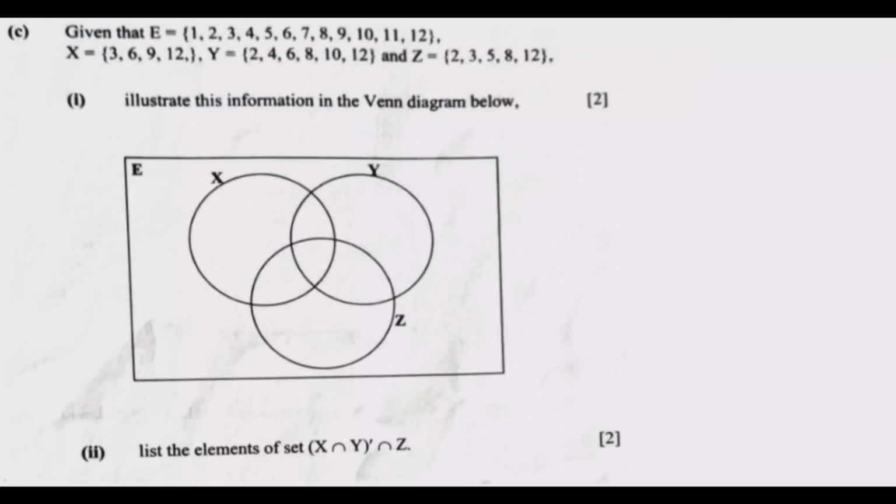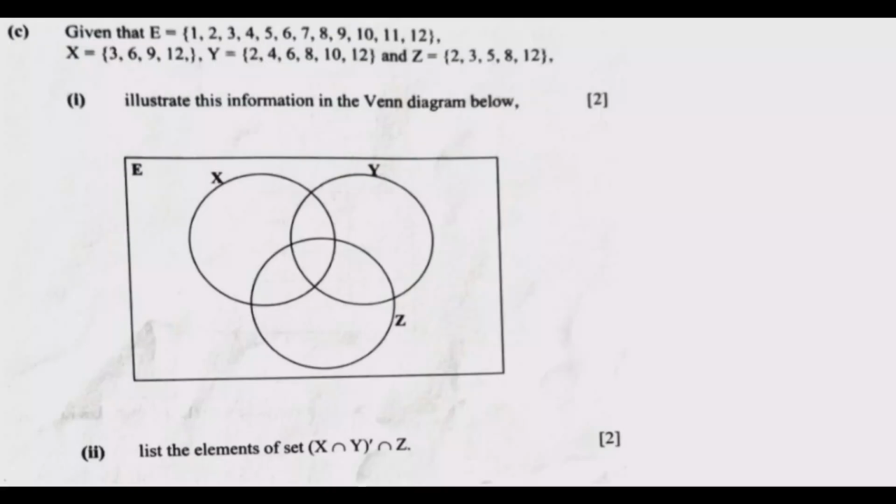Question 5c was as follows. Given that E, which is the universal set, is equal to 1, 2, 3, 4, 5, 6, 7, 8, 9, 10, 11, 12. Then x is equal to 3, 6, 9, 12. Y is equal to 2, 4, 6, 8, 10, 12. And z is equal to 2, 3, 5, 8, 12. Those are the members of the different sets.